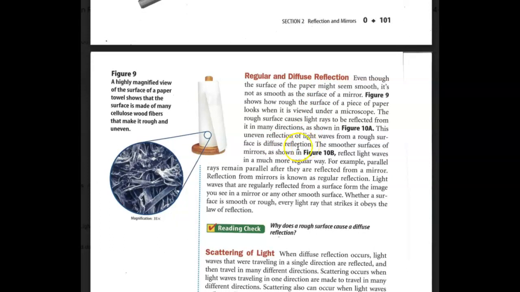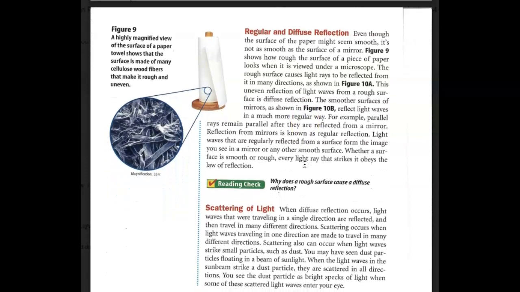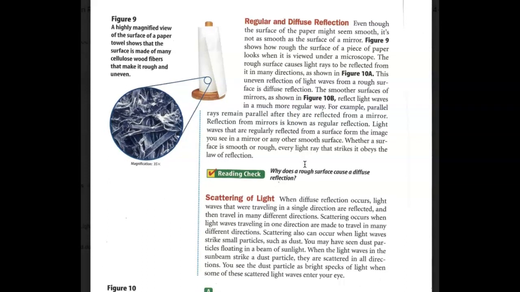The smoother surfaces of mirrors, as shown in figure 10b, reflect light waves in a much more regular way. For example, parallel rays remain parallel after they've been reflected from a mirror. Reflection from mirrors is known as regular reflection. Light waves that are regularly reflected from a surface form an image you see in a mirror or any other smooth surface. Whether a surface is smooth or rough, every light ray that strikes it obeys the law of reflection.